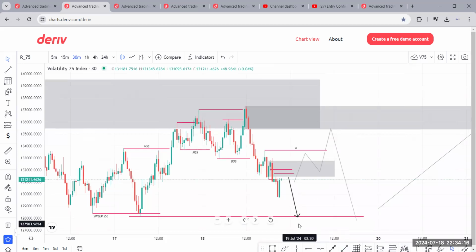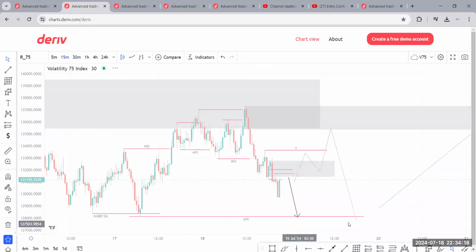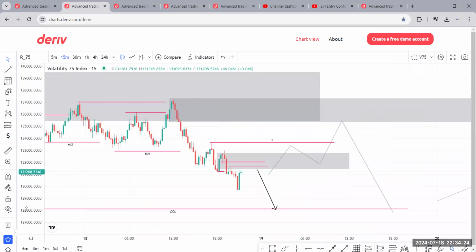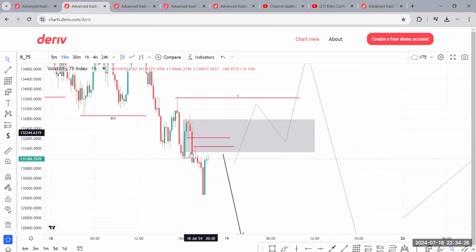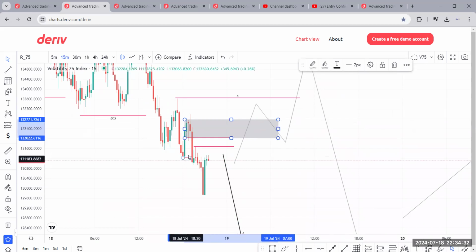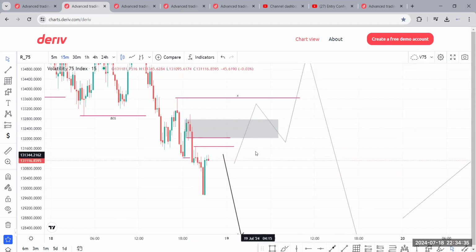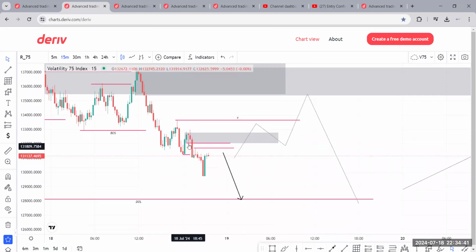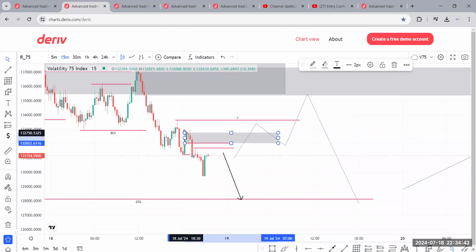So let me go down to 15 minutes. We are just refining our zone and we are targeting the low here. On 15 minutes, we have this last up close candle here that gave us this break of structure. You have this fair value gap, and then you have that order block right there.